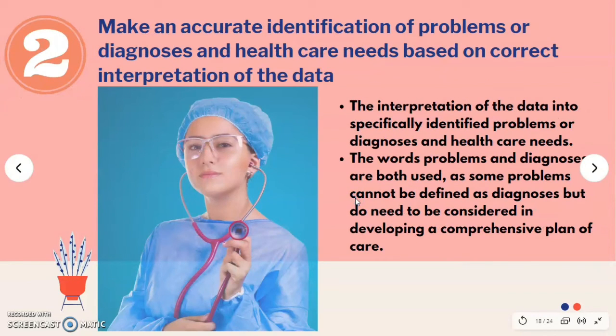And then the second step is to make accurate identifications of problems or diagnosis and healthcare needs based on correct interpretations of the data. The interpretations of the data into specifically identified problems or diagnosis and healthcare needs. The words problems and diagnosis are both used, as some problems cannot be defined as diagnosis but do need to be considered in developing a comprehensive plan of care.